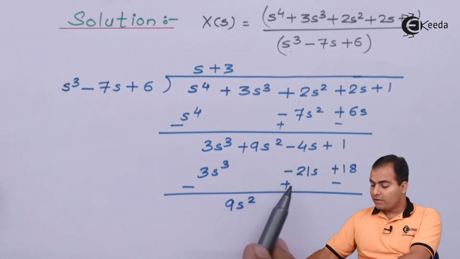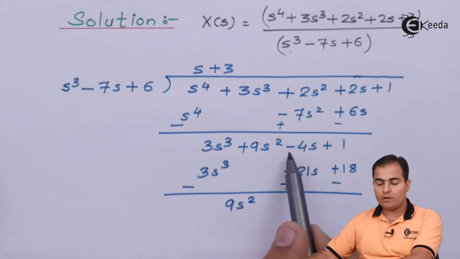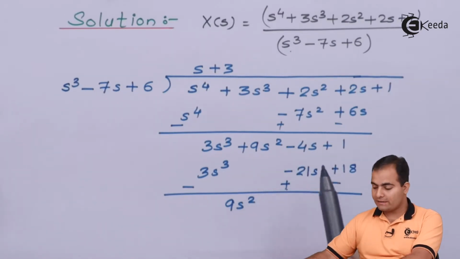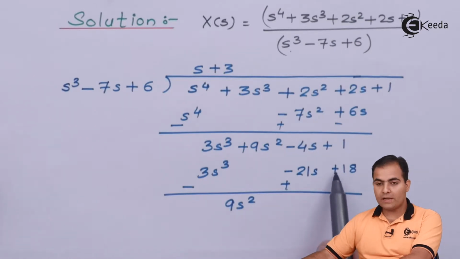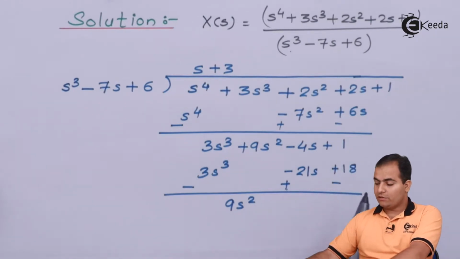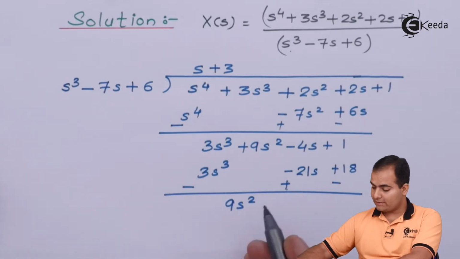Next part. Here the sign was changed to plus. So here we have 21s, and in the above part we have minus 4s. So 21 minus 4 becomes 17s. And in the last we have plus 18, where the sign was changed to minus. So minus 18 plus 1 becomes minus 17. So this result is minus 17, and this was plus 17s.